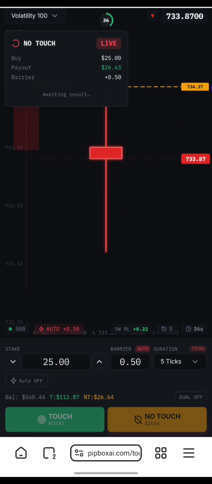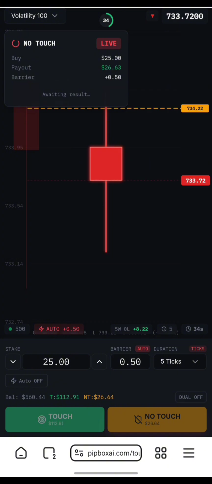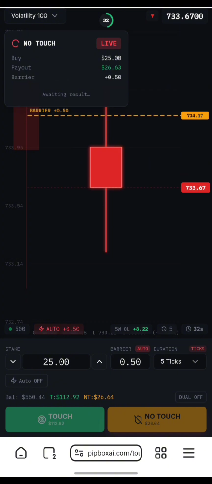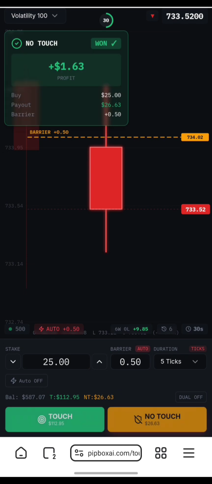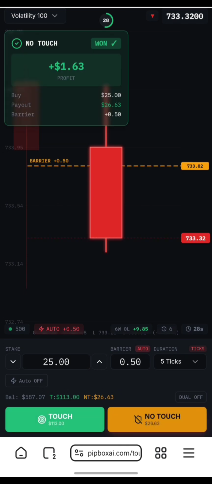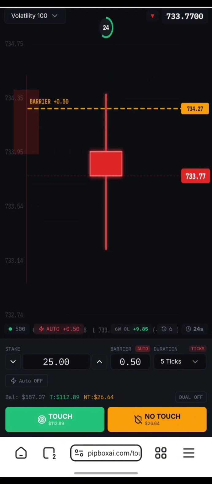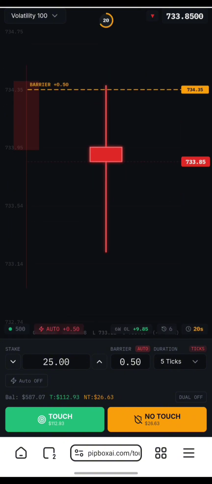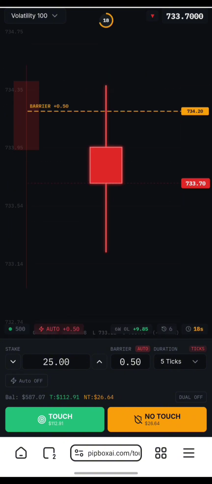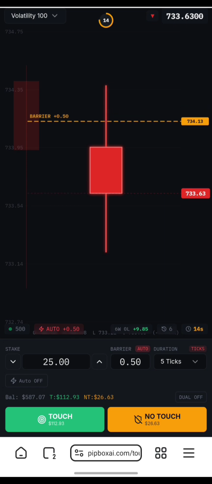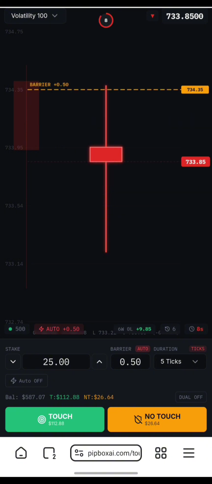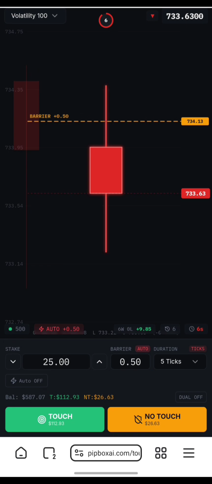Okay, let's see. And yeah, man, that was another profit, and you see we are up 9.85. Okay, I wanted to make at least $10 in this trade, and I am just showing you guys how you can make money using touch and no touch trading right here on Pipbox, which trades directly on your Deriv account. So if you stake high, you're going to make high profits.